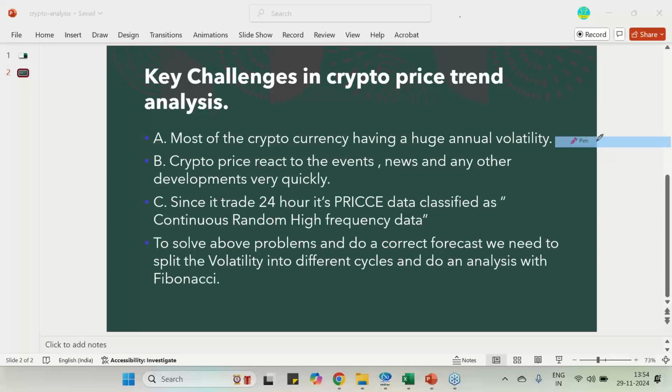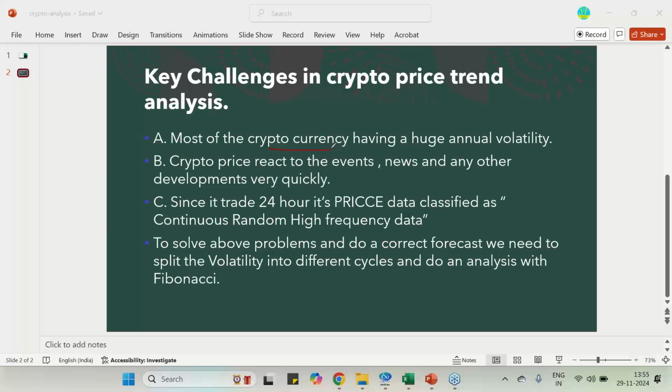First of all, cryptocurrencies have a huge annual volatility. It is not like indices or stocks. Indices or stocks can go to a maximum of 30, 35 or 40% in the rarest cases, and in the majority of cases they trade at 10 to 20% annual volatility. But cryptocurrencies have an annual volatility sometimes above 50% and sometimes near 100%. So this is the first major challenge we face while analyzing the trend of cryptocurrency.